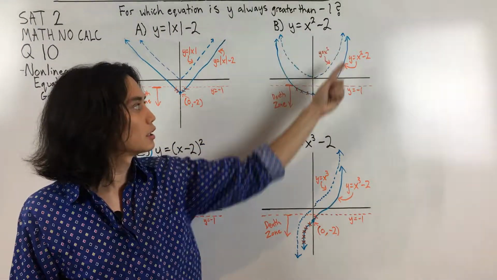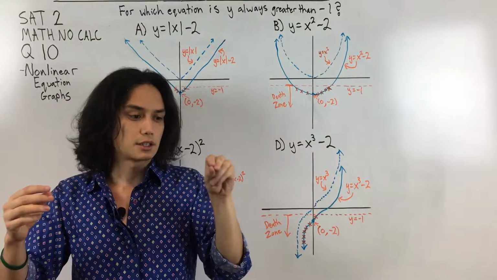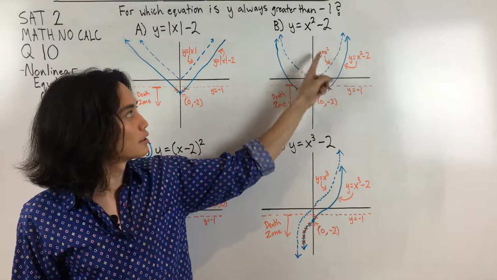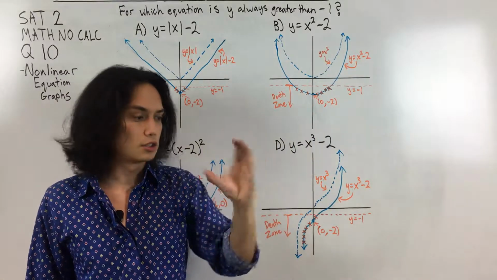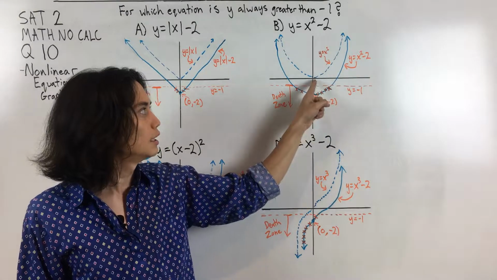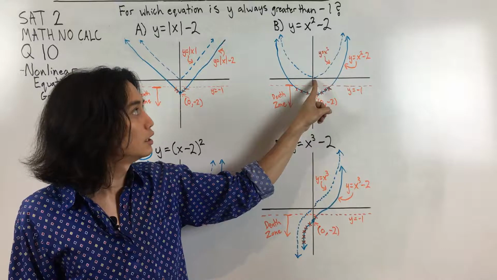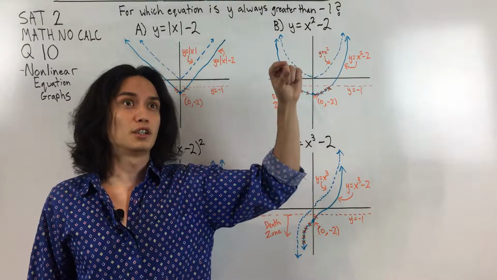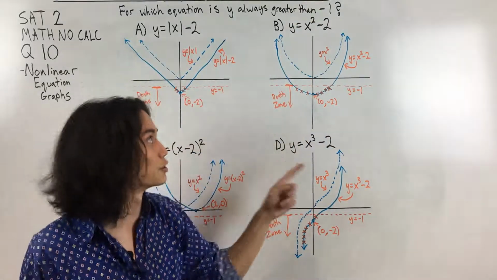Y equals x squared. It's a parabola with its vertex at the origin, at the point 0, 0, because 0 squared is 0, right? 0 times 0 is 0. So here's the point. X is 0 and y is 0. And then it goes to the point 1, 1. 1 squared is 1. 2 squared is 4. 3 squared is 9. So it sort of goes up and up and up, right?